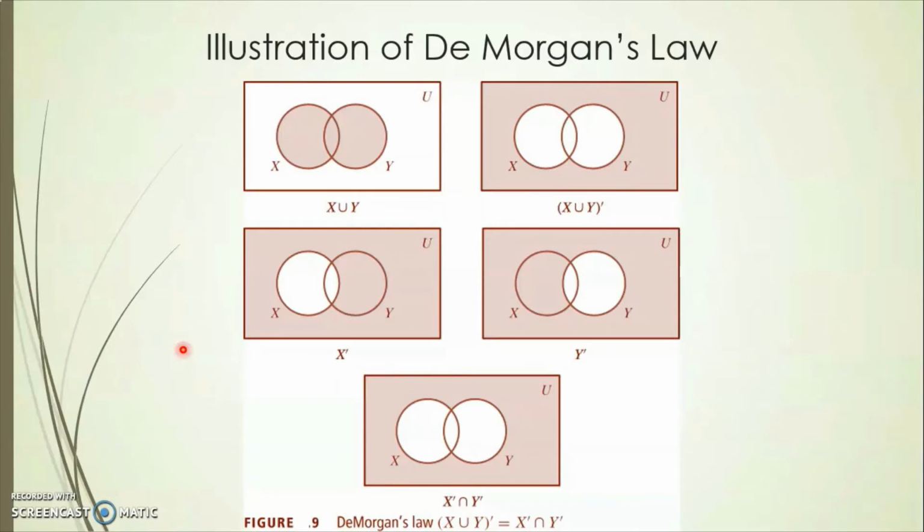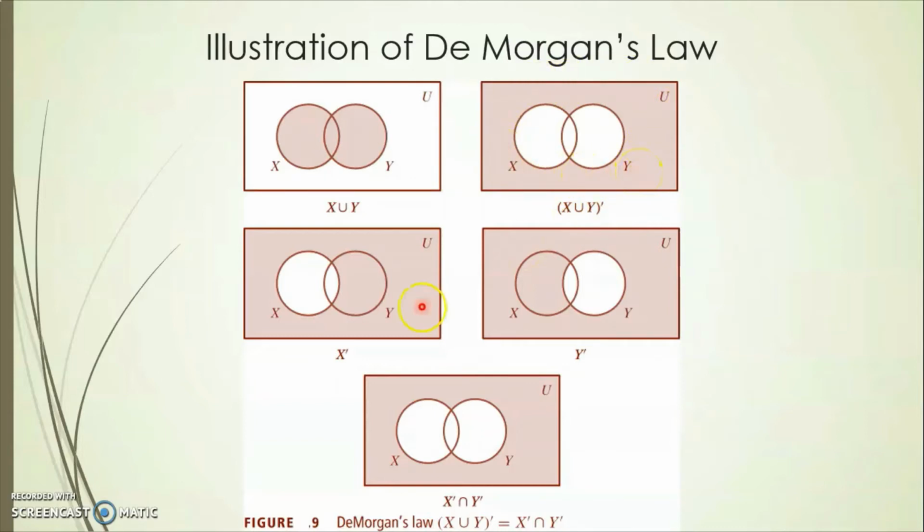So one of the illustrations that I can give is based on De Morgan's law. De Morgan's law states that the complement of x union y equals the complement of x intersect with the complement of y. So how does it work based on the Venn diagram? Let me show you. By looking at this figure, which is for x union y, and then if you put a complement symbol, which is (x union y) prime, that means you consider this area.